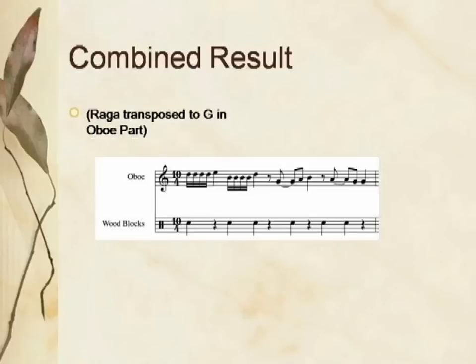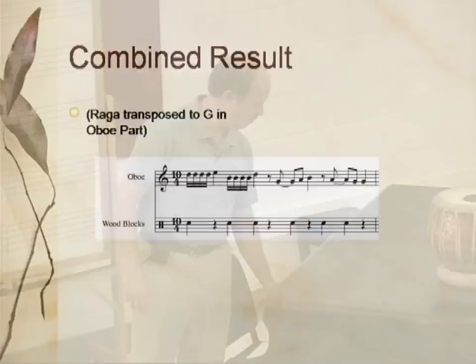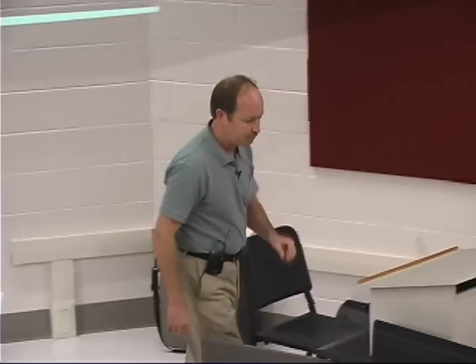you would have, and that's what you're going to hear the oboe play. And then the woodblocks are playing the accents that we just clapped from the Japtal Tala. Let's listen to how this comes together in this David Amram composition.